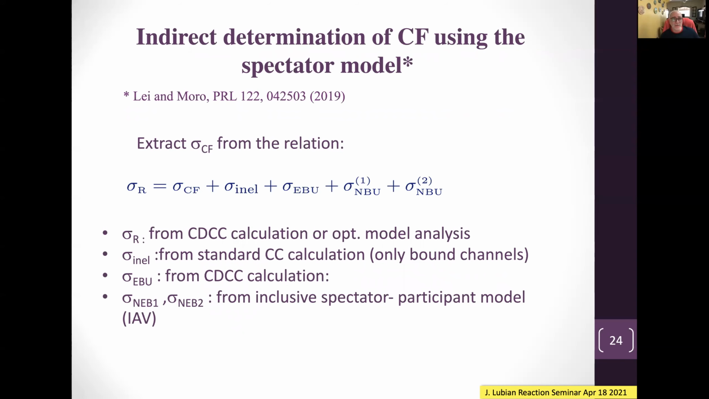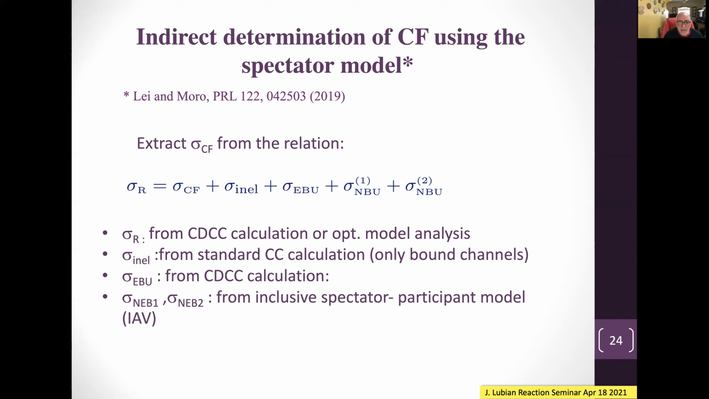So there is another method recently developed by Jean Lay and Antonio Moro, a very good method. I think that Moro will talk about this next week. In any case, if you have any questions, you have Jean Lay here to ask. They determine the complete fusion indirectly by calculating the reaction cross-section from CDCC calculations.